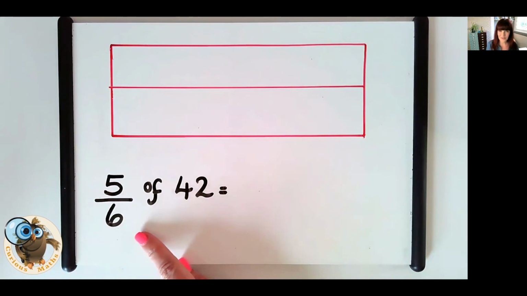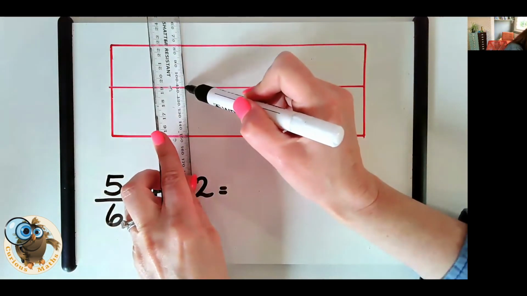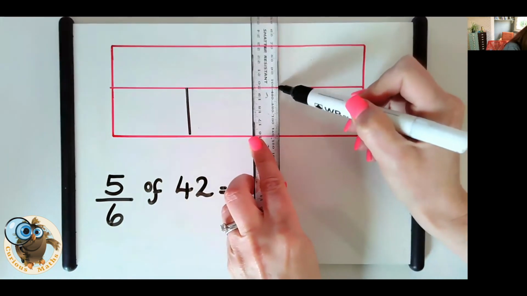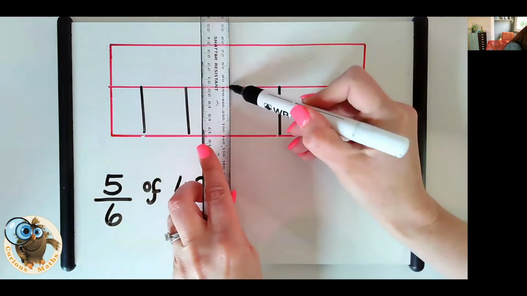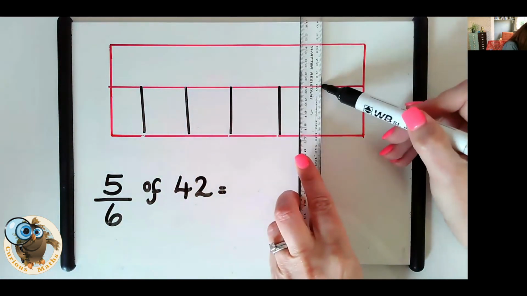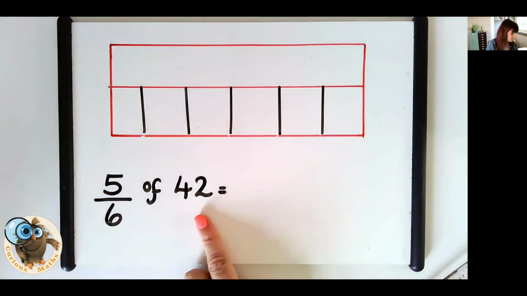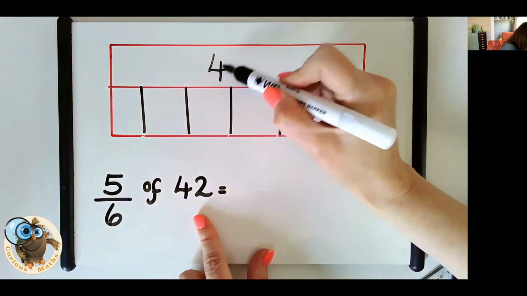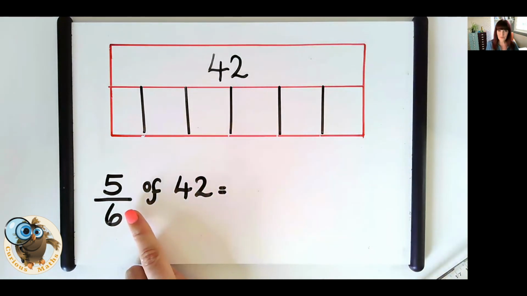So 5/6 of 42. When I'm finding sixths, I divide by 6. So I'm going to divide my bottom bar into 6. I'm actually going to divide it into 3 first, and then halve that third to make a sixth. And these are the sorts of things that you can be talking to your child about whilst you are doing it. Now 42 is my whole, so I write that at the top of my bar model. And I've divided it into sixths, and I need to find 5 of them.